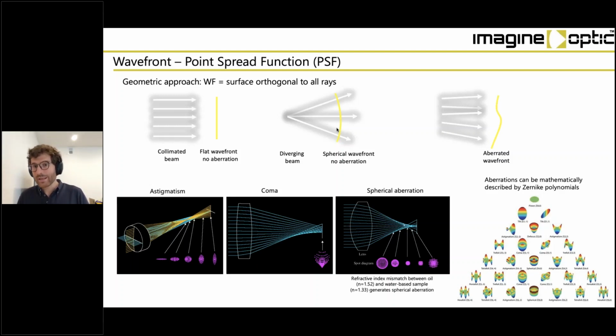But in reality, when you go inside a sample, you encounter areas where the optical index is not exactly the same, it's not homogeneous, so the light will be distorted, and this creates an aberrated wavefront.